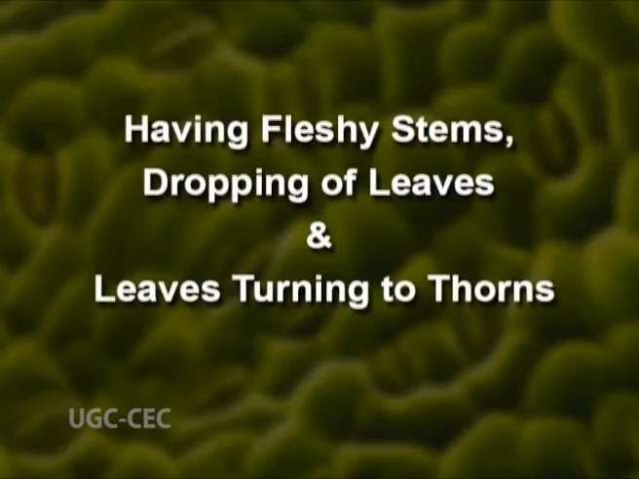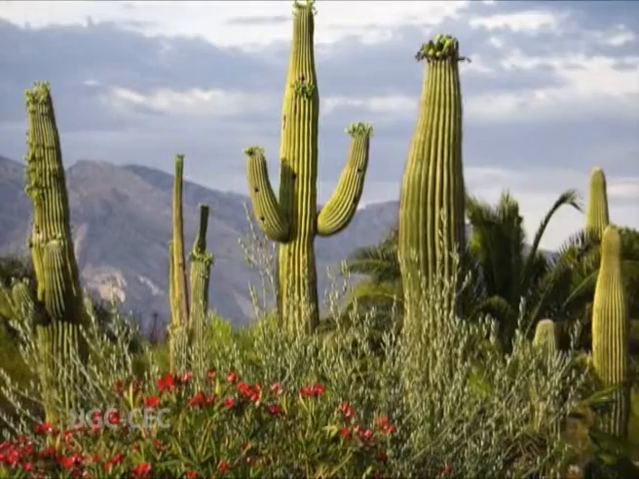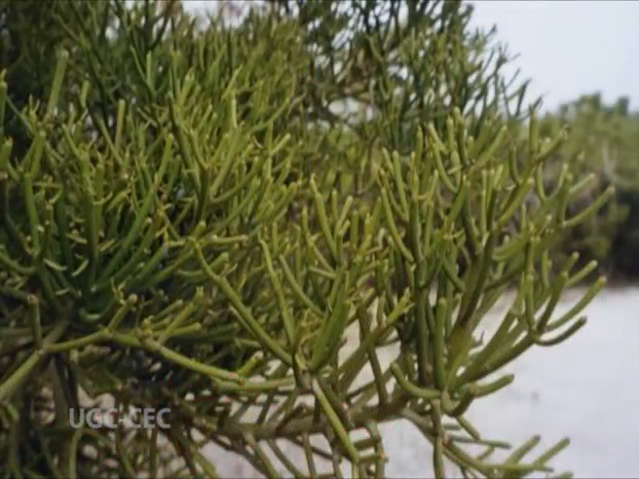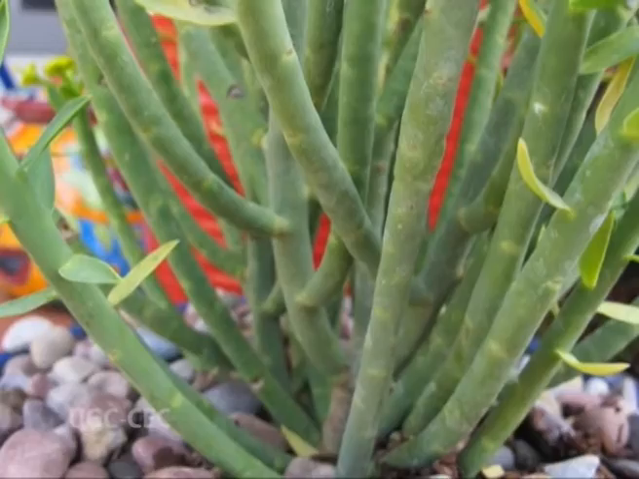Having fleshy stems, dropping of leaves and leaves turning to thorns. Some plants such as cactus, euphorbia, etc. don't have any leaves. There are plant leaves that fall away when they are young. Some thorns are conversions of leaves and auxiliary buds. All these plants have low transpiration rate due to no leaves. You can see plants with fleshy stems that have a milky white thick liquid that keeps water behind it.